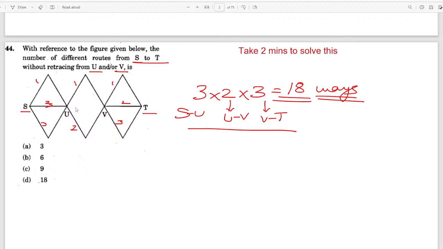So from S to U, there are three ways, 1, 2, 3. And from U to V, there are 1 and 2 ways. And from V to T, there are 3 ways, 1, 2, 3. The total number of ways from S to T is 3 into 2 into 3. That is 3 2s are 6, 6 3s are 18 ways. I hope this is clear. If you have any doubts, please ask, or else we'll move to the next question.